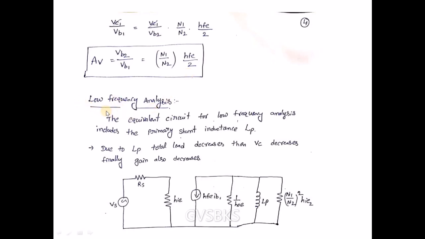For the low frequency analysis, the equivalent circuit of a transformer coupled amplifier is shown in the below figure. The only change is the primary shunt inductance LP is added at the output side of our equivalent circuit. As the value of LP is low, the load resistance value becomes low, which decreases the output voltage. So that's why our gain also decreases in the low frequencies.